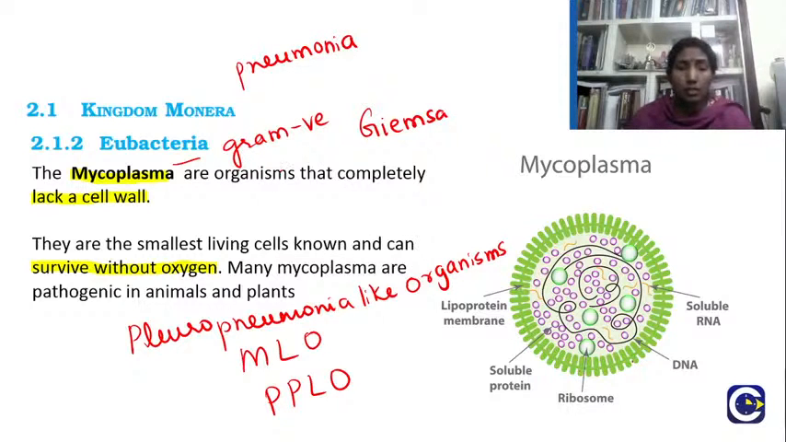You can see the structure. See, it has the outer membrane, which is a lipoprotein membrane, and this is a protein. These are the ribosomes. The DNA will not be compacted like in other prokaryotes, but instead it is coiled like this. Okay, and that is a difference that you can very well appreciate here.